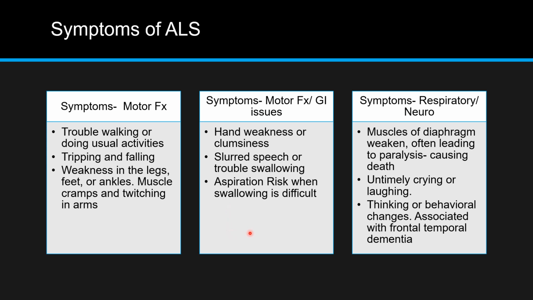There's definitely an aspiration risk when swallowing is difficult. Muscles of the diaphragm weaken, often leading to paralysis, causing death. Sometimes it can affect behavior: untimely crying or laughing, thinking, or behavioral changes. It's actually been linked to frontotemporal dementia in the last 5 to 10 years. They have been noticing links to this with ALS.